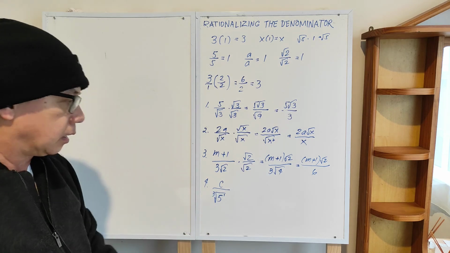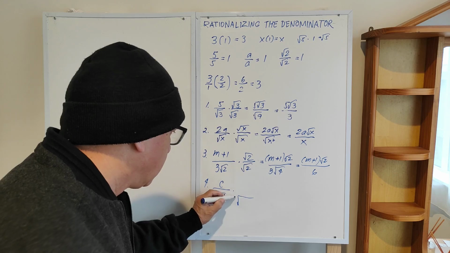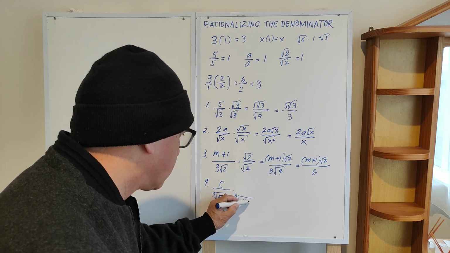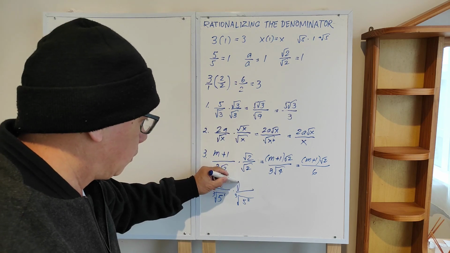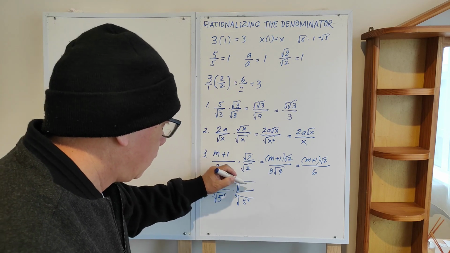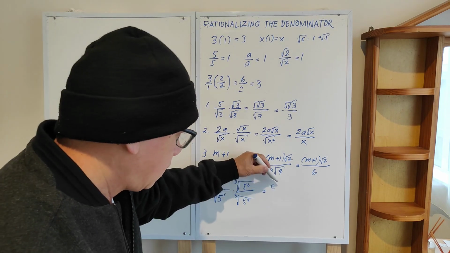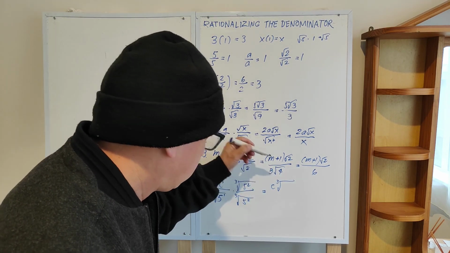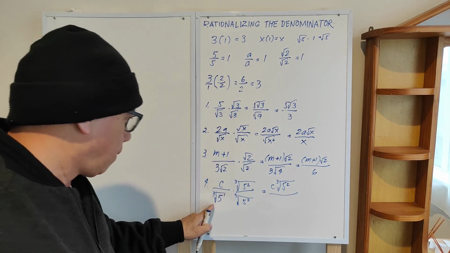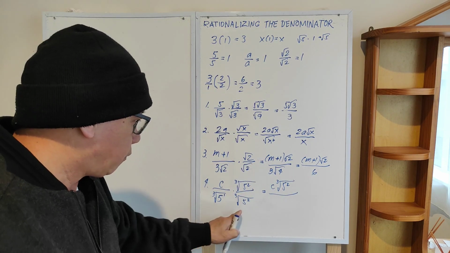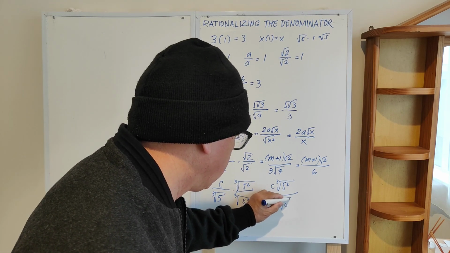will cancel it out. So we have to multiply that by cube root of 5 squared. And then, of course, we have to do it at the numerator as well. So this will become c times cube root of 5 squared. But the bottom will be cube root of 5 cubed.